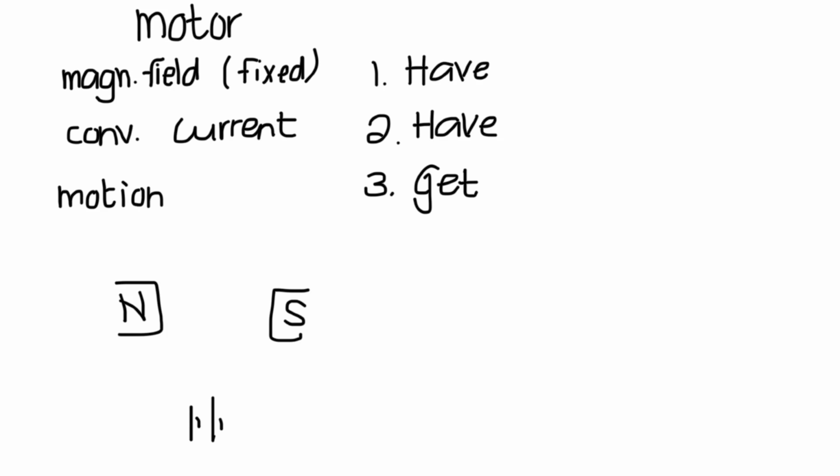And that motion was due to the interaction of two magnetic fields. The first magnetic field was the fixed magnetic field, and the second magnetic field was the one that we got from the conventional current flowing through a conductor. And we had interaction between that magnetic field, the one around the conductor, and we ended up with motion. Instead of saying motion, we can think of it as force.